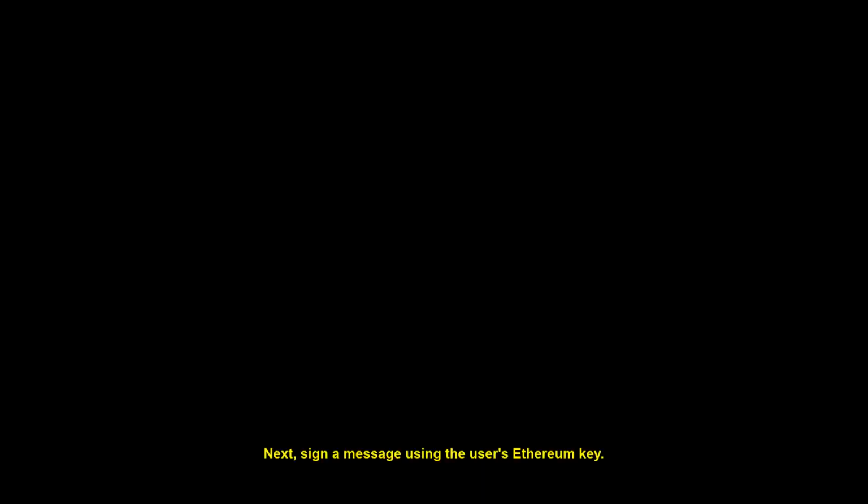Next, sign a message using the user's Ethereum key. Use the signer.signMessage method to sign a custom message. This ensures that you can verify the user's identity.